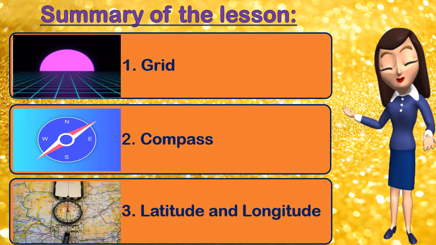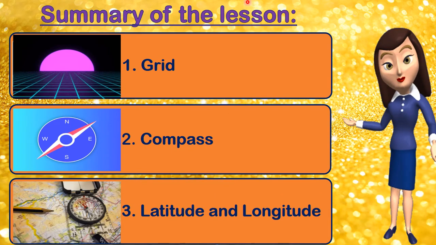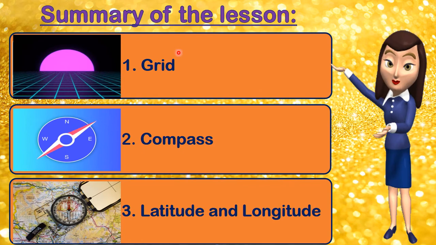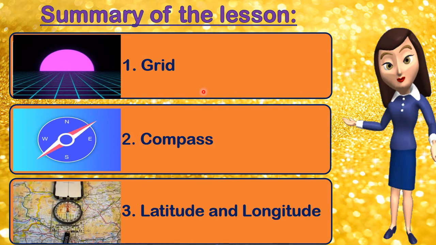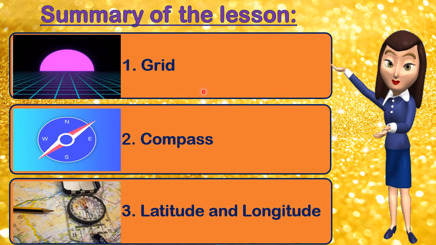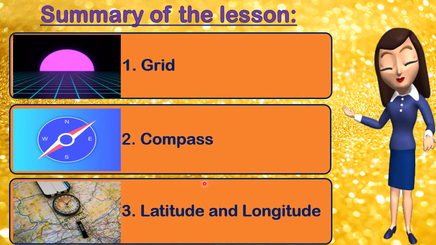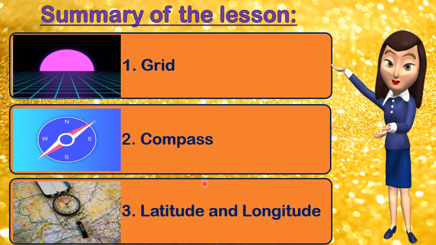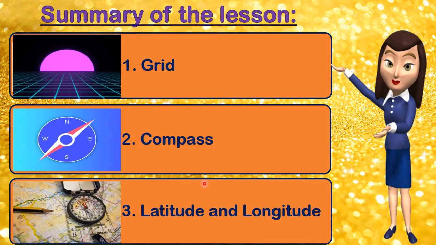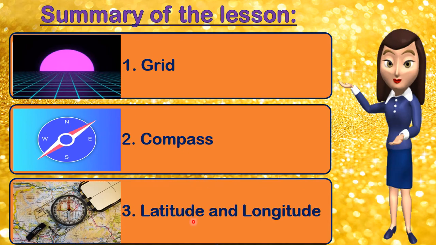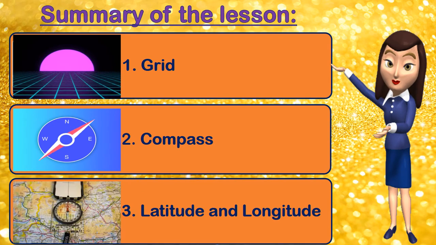So class, we now come to the end of our discussion for this week, and I just want to give a summarization of all the topics that we have discussed. Number one, we have discussed about grid. We have discussed the importance of grid as well. Number two, we have studied about compass. We have studied about compass points, compass needles, and the four cardinal directions, which are the north, south, east, and west. And we also studied the two imaginary lines in the map, which are the latitude and the longitude.